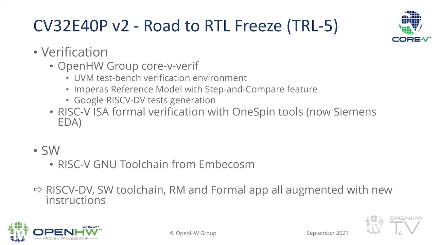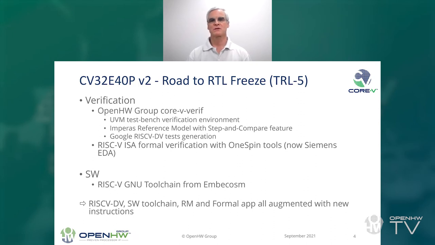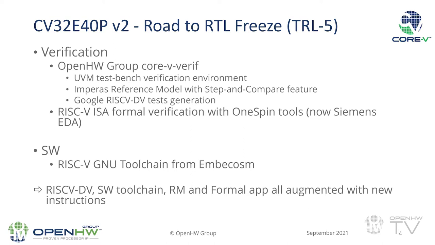The road to LPL3, which is TRL5 in OpenHW Group classification, is using for verification the OpenHW Group CORE-V-VERIF environment, which is based on a new UVM testbench, based on a reference model from Imperas with step and compare feature, and also based on Google RISC-V DV test generation. Apart from that, we are going also to use formal verification of the instruction set architecture using OneSpin tools. The software toolchain used for this verification is the one from Embecosm, and all those tools will be augmented with the new instructions for the V2. This concludes my presentation. Thanks for attending, and back to you, Rick.